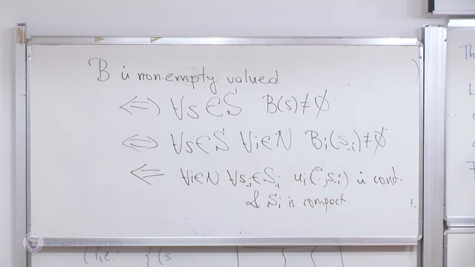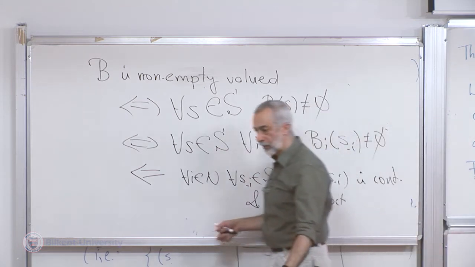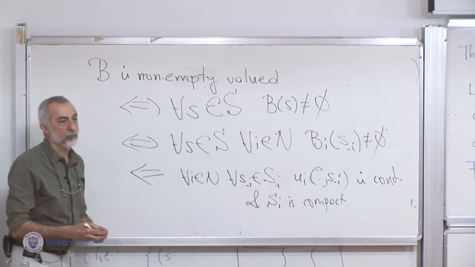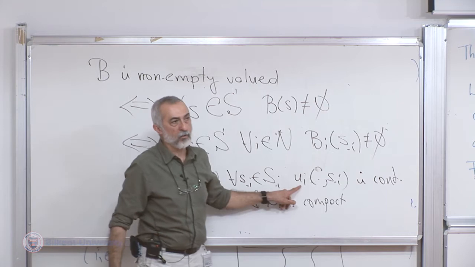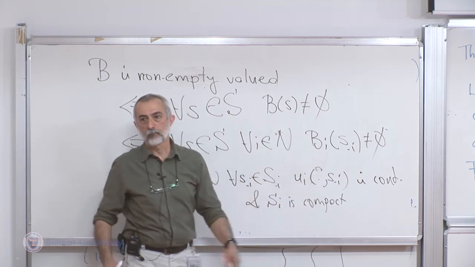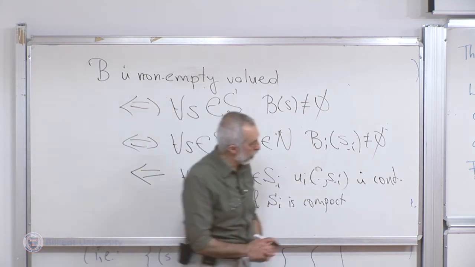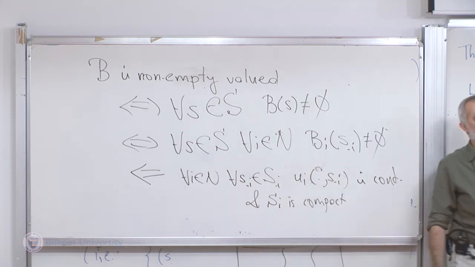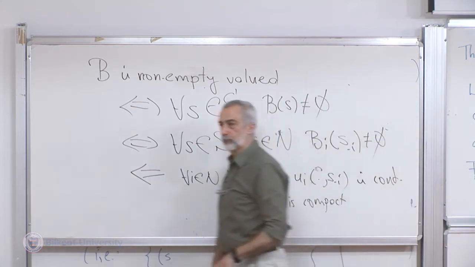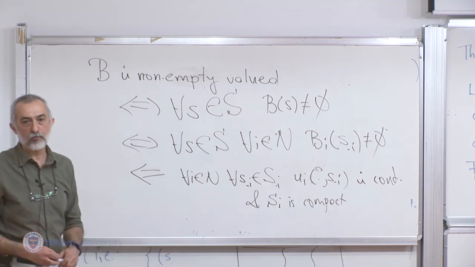So this is taken care of. And how did we take care of it? Using the compactness of the strategy set and continuity of Ui in Si. Okay? So one more down, two to go. Convex valued. Guess what we're going to use for convex valuedness?